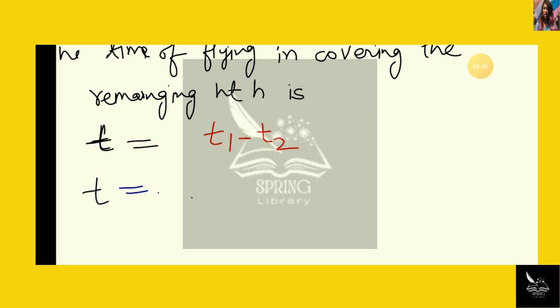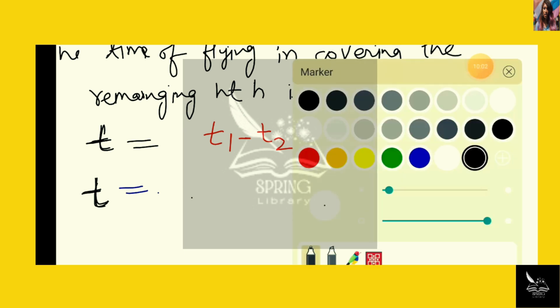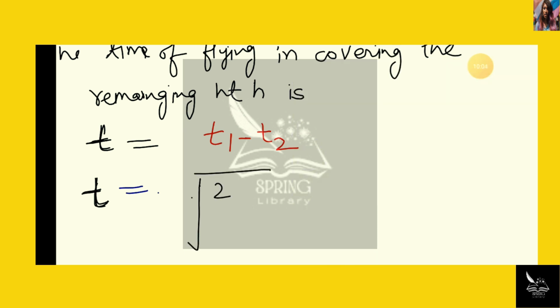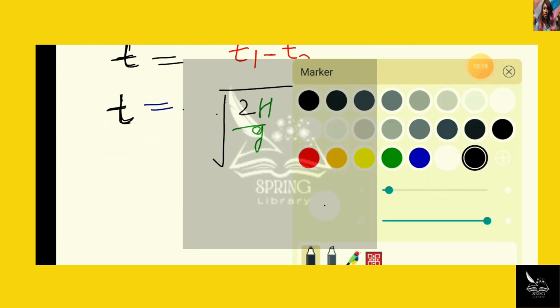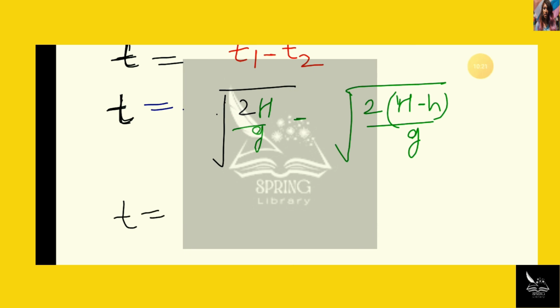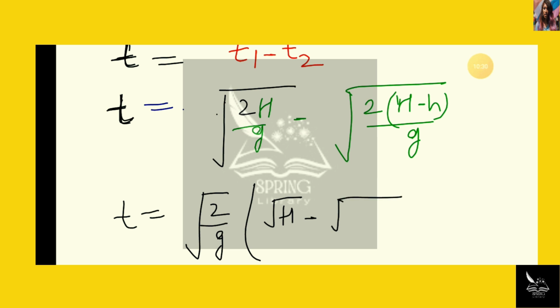So after substituting, t will be written as t1, which is square root of 2 capital H over g, minus t2, which is 2 times (capital H minus small h) over g. After simplifying and taking a common factor, it will be written as square root of 2 over g, and inside the parenthesis, square root of H minus square root of (capital H minus small h). So this is equation number 2.